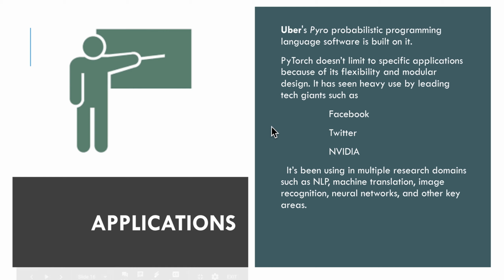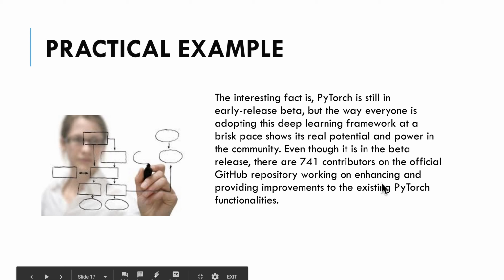Some of the applications involve Python's Pyro probabilistic programming language software is built on it, and Pytorch is not limited to specific applications, and it has been used heavily by Facebook, Twitter, and NVIDIA, and it has been used in a number of research domains. We may not touch upon all of them, but they include NLP, natural language programming, machine translation, image recognition, and so on. And essentially, there are 741 contributors on the official GitHub repository, which makes it, as I said, quite a dynamic and a happening community.